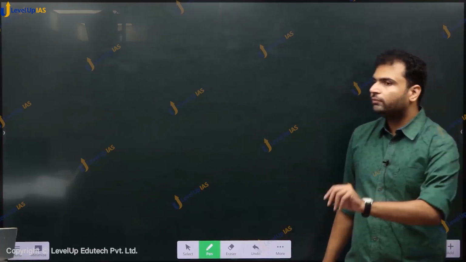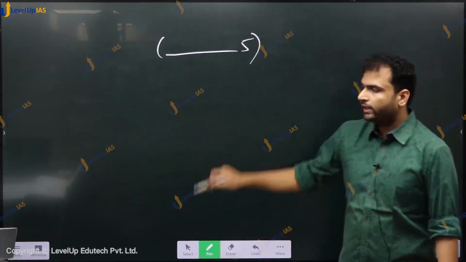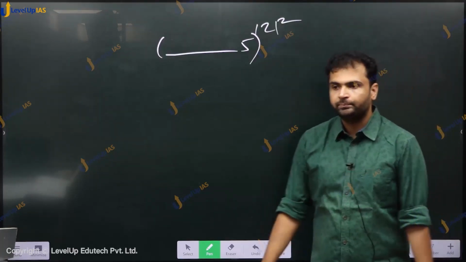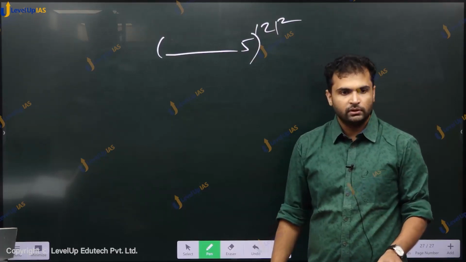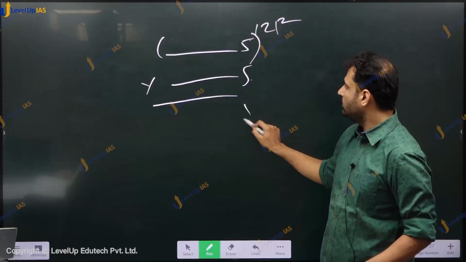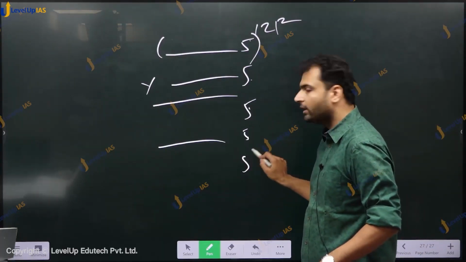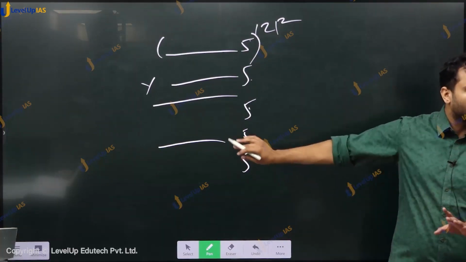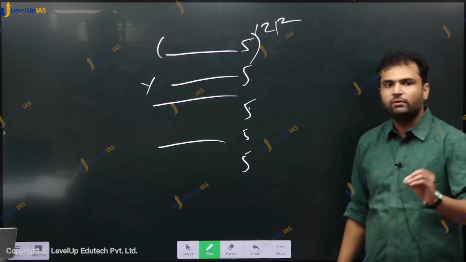What happens if a number is ending with 5? If I take any power, any power, it will again end with 5. Any doubt in this? Because we multiply this by 5. 5 into 5, 25, so 5 comes. Again multiply by 5, 5 into 5, 5 comes. Multiply as many times as you like, at the end 5 only will come. This number will always end with 5.